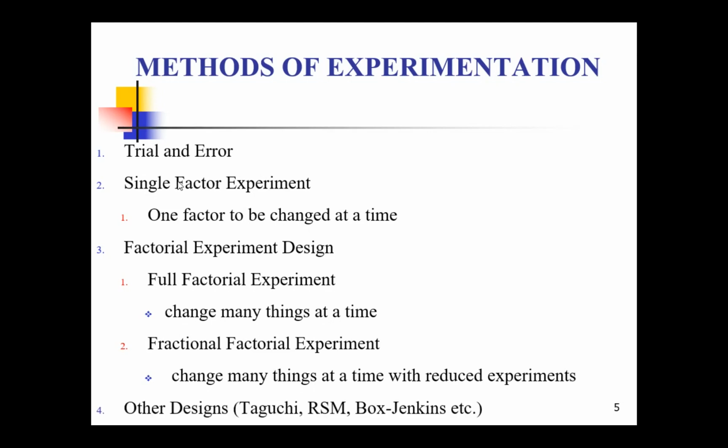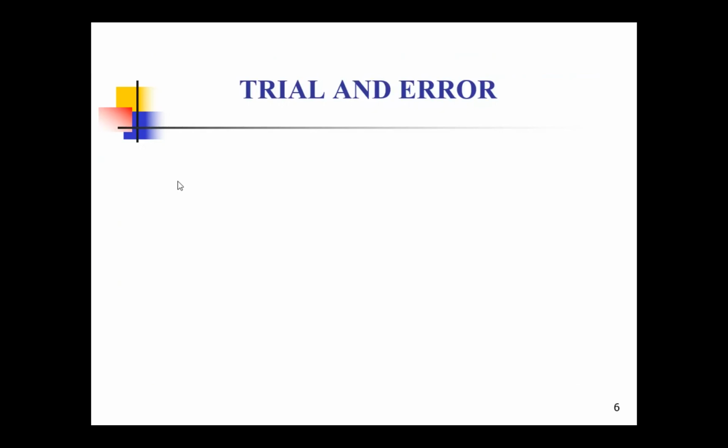And the other designs which we are going to apply for experimental methods are Taguchi-based DOE, then response surface methodology, then Box-Jenkins methods, and there are many methods. Only some of them are listed here. We can experiment by adopting any one of these methods. So first we will see the trial and error method in detail.